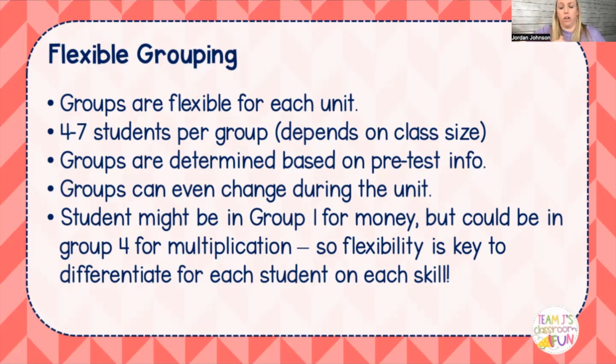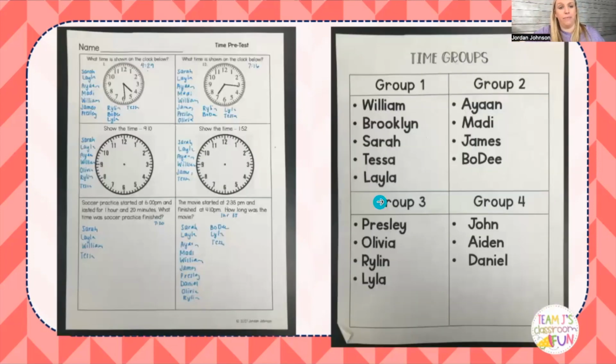In this example, you might be in group one for money, but maybe you're really strong in multiplication, so you're in a different group for that as well. Behaviors need to be taken into account as well because these groups will be moving on to do some more independent activities. So you do want to keep in mind how the kids work together and behaviors and things like that. Okay, here's an example of what I do.